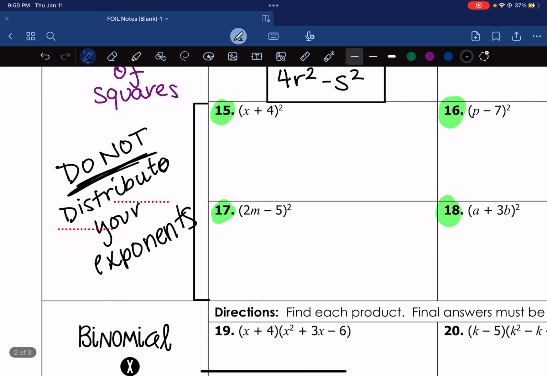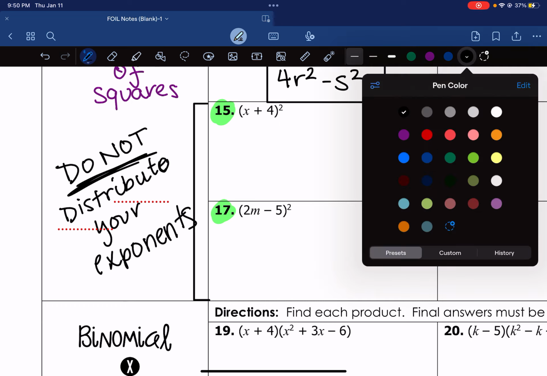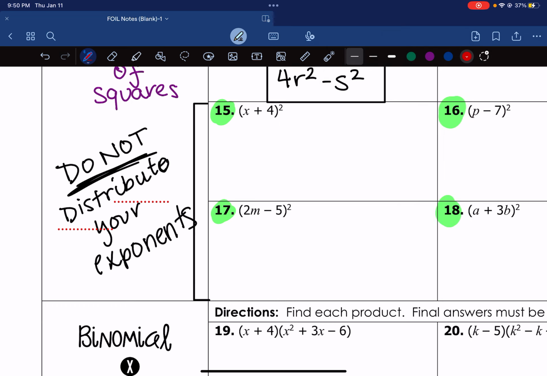When I say do not distribute your exponents, I'm going to write in red what you should not do. Do not. No one do this. No one write this down. What I do not want to come in on Tuesday and see is people doing this. That is not the answer. No, no, no. Do not do this. This will make me sad.